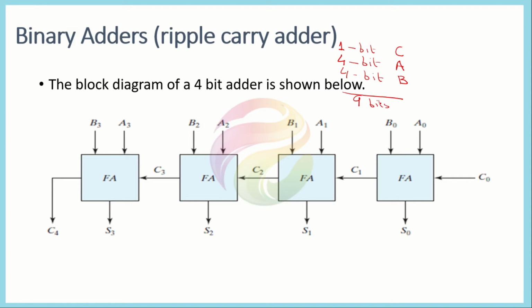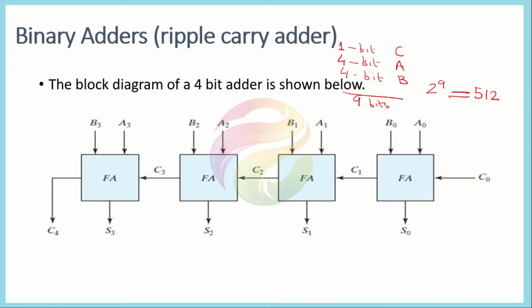If we want to represent these 9 bits or perform the addition of 9 bits, we have to calculate 2 to the power 9 entries to solve this. 2 raised to the power 9 is equal to 512 entries.